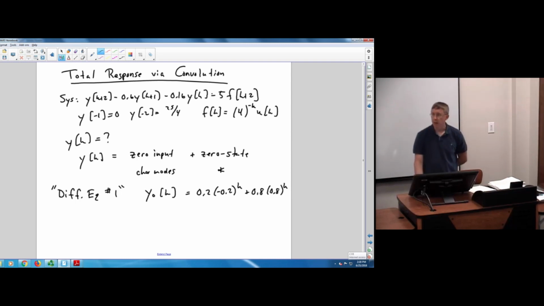That was the answer that we got. So that gets you this part right here, the zero input response. How do I do the zero state? I need to know h of k. Well, thankfully, we already worked that example.